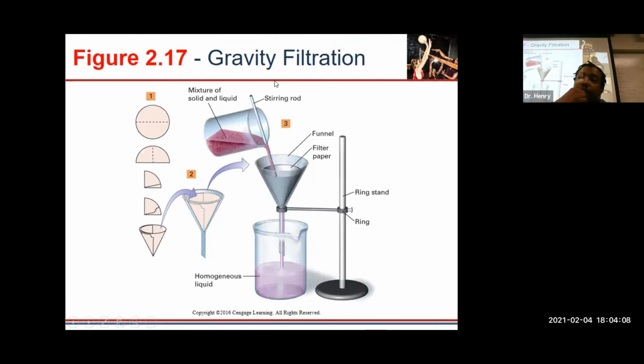Here, this is an example of gravitational filtration or gravity filtration. In this case, we use filter paper. We put the filter paper in the funnel, and then we have a solution that has a combination of solids and liquids. So we're able to collect the solids up in the funnel, and then the liquid is able to go into our beaker here. Okay, this is a funnel, this is a beaker, this is a ring stand.